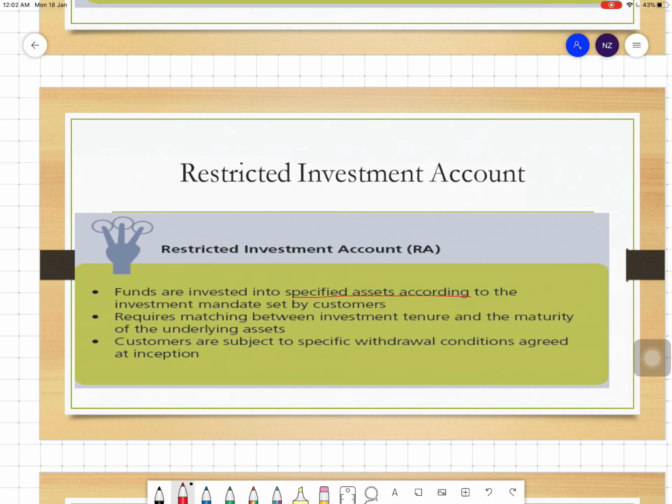And it requires matching between investment tenure and the maturity of the underlying asset. And the customers are subject to specific withdrawal conditions agreed at inception. So everything related to the investment account must be according to what is set by the customers. That is the difference, or the characteristic, of the restricted investment account.